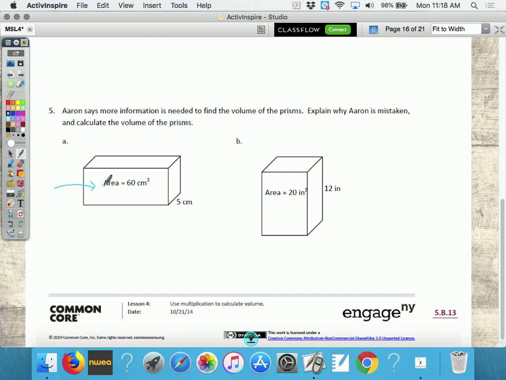Yep. Now, if they would have given us area and then gave us length, no, we wouldn't have had enough information. But they gave us area and width. So we've got it. Because area is length, and this time it's height, isn't it? And there's the width. So do we have all 3 measurements? Yes. Technically, we do. What's the multiplication sentence I'm going to write, Emily? 60 centimeters squared times 5 centimeters.